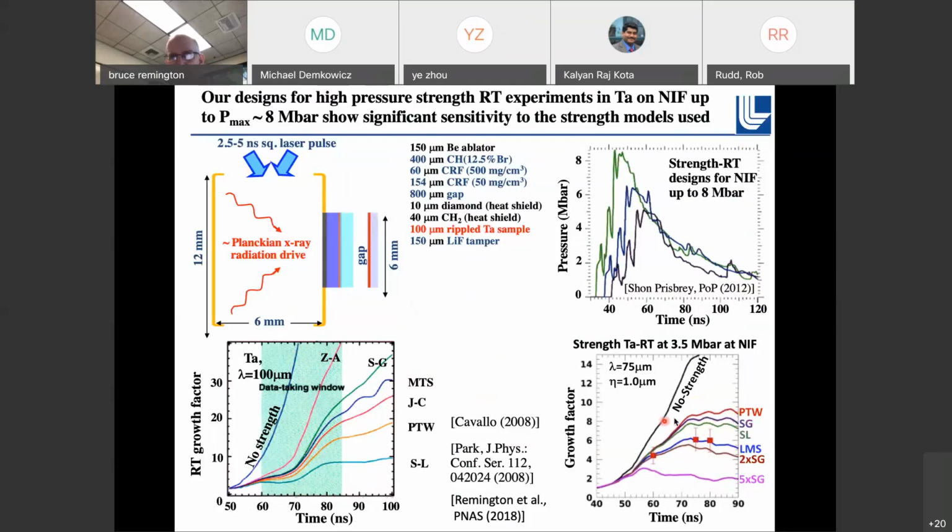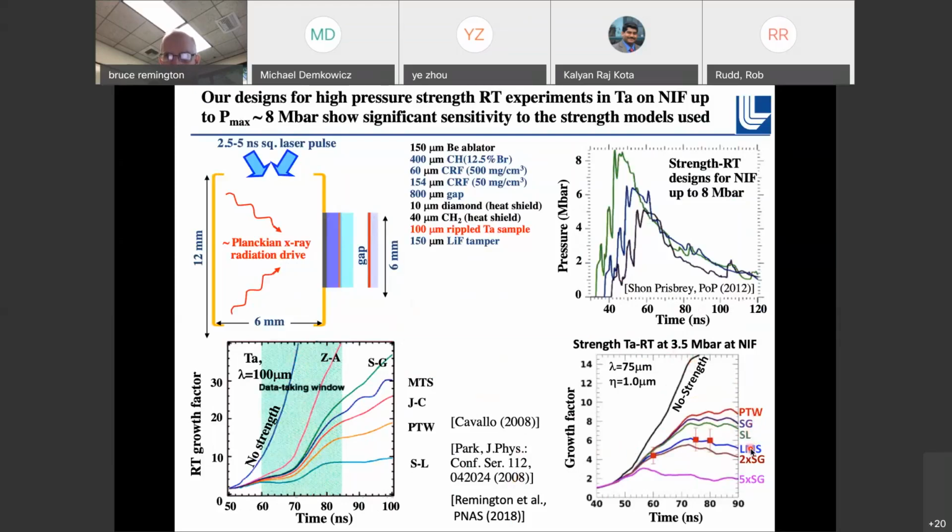On the right-hand side, we did the experiments now with the Livermore multiscale model. This was done at NIF, I believe, at 3.5 megabars. Here's the experimental data in the solid red squares. And these are published in, well, certainly in this PNAS article 2018. I think Ye Zhou published this in 2008 as well. But you show the difference. Here's no strength at the top, large growth, then PTW, Steinberg-Guinan, Steinberg-Lund.